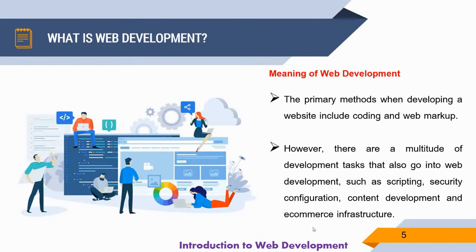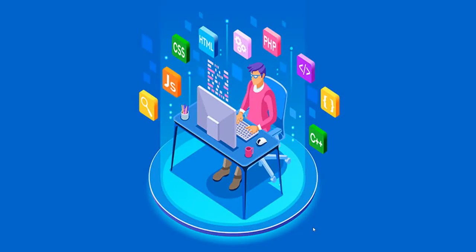The primary method when developing a website includes coding and web markup, like I've said earlier. However, there are a lot of development tasks that also go into the development, such as scripting, security configuration, content development, and e-commerce infrastructure. There are a lot of technologies that we can use to develop our website. The popular ones include HTML, CSS, JavaScript, and other programming languages like PHP, Python, Java, and so on and so forth.